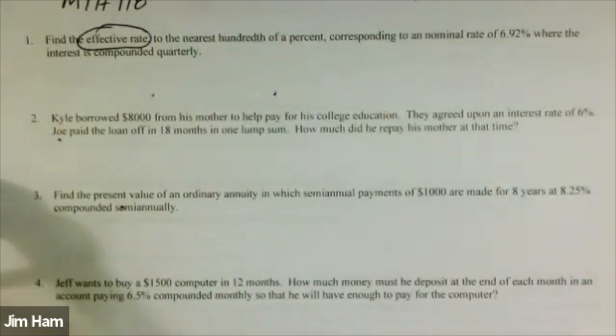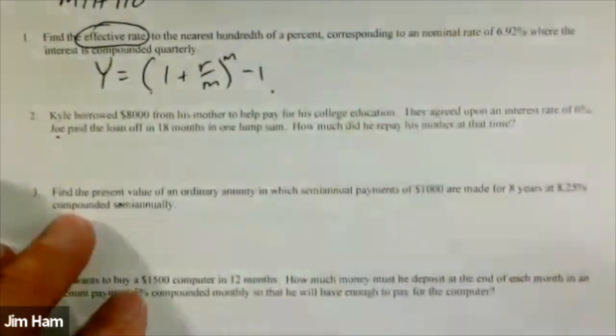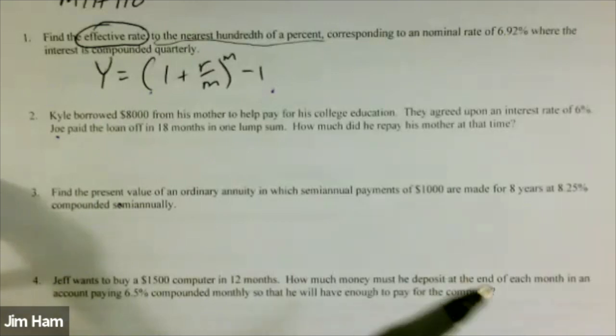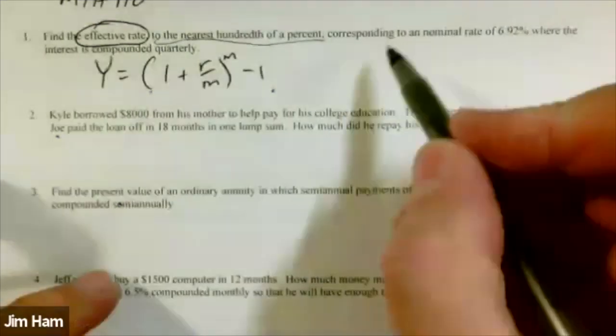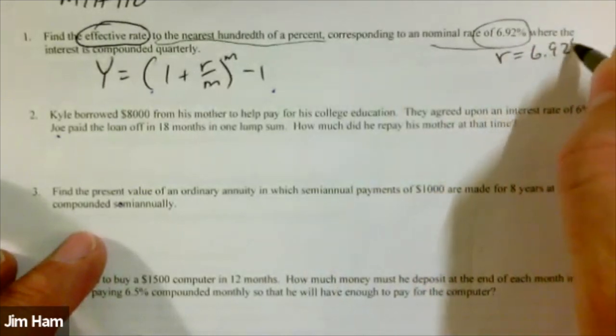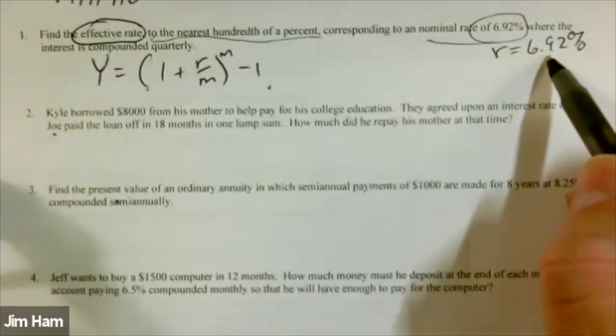Effective rate, that's the effective yield. Look for these keywords. Go back to the formula sheet in the back of the test and look for something that says effective annual yield. And you can either use the formula or you can use the calculator function. And this says round to the nearest hundredth of a percent. So your answer should be written as something percent, corresponding to a nominal rate of 6.92%. So this is what you'd want to enter in if you use the calculator function.